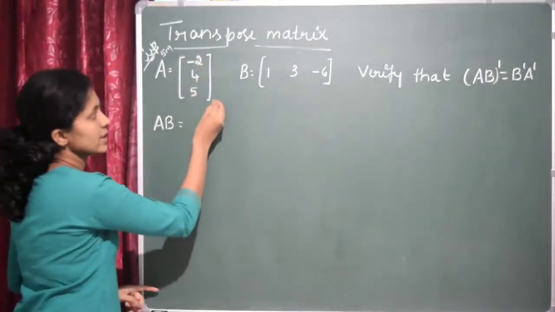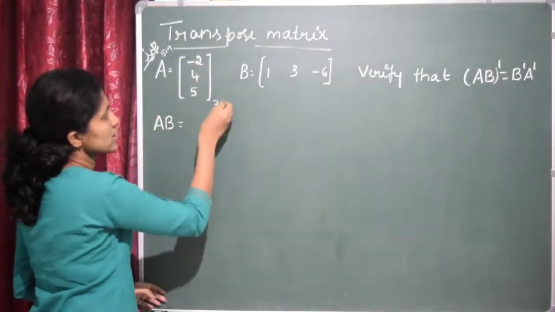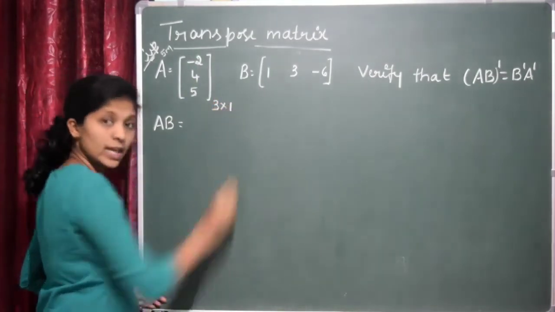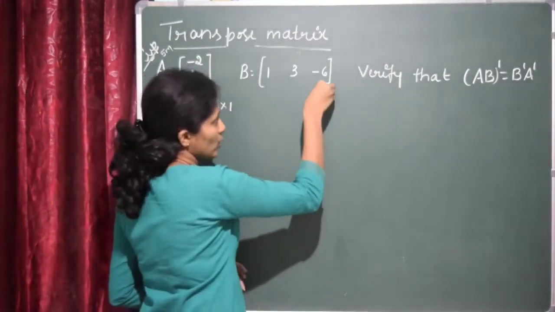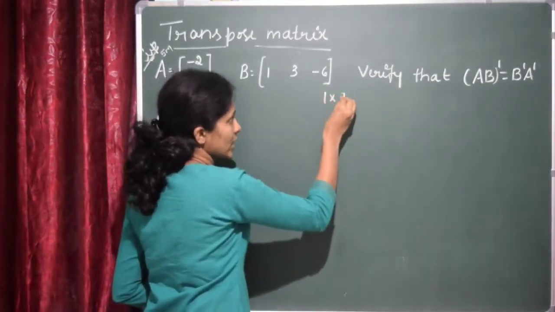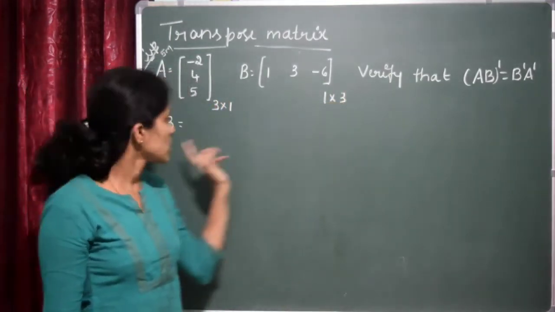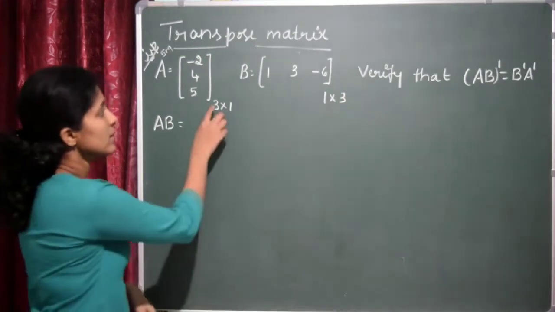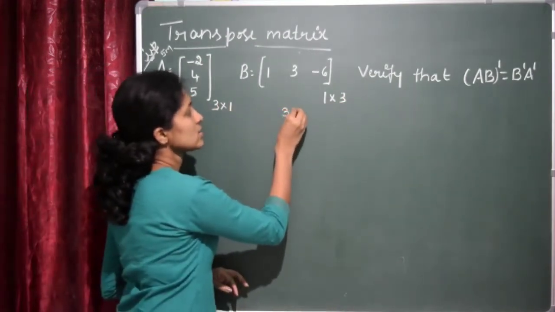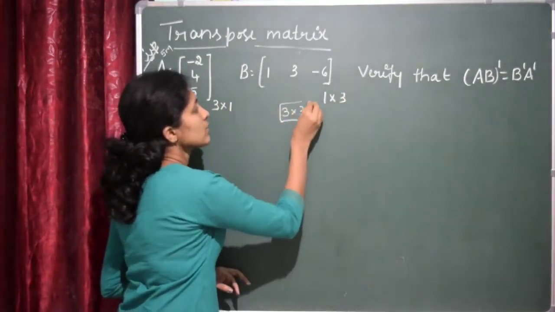How many rows are there here? 3, right? Number of rows is 3 and number of columns is only 1. Here number of rows is only 1 and columns is 3. So the matrix, this is 3 into 1 and this is 1 into 3. So matrix AB should be of order 3 by 3. Is it clear? The matrix you have to get should be of order 3 by 3.